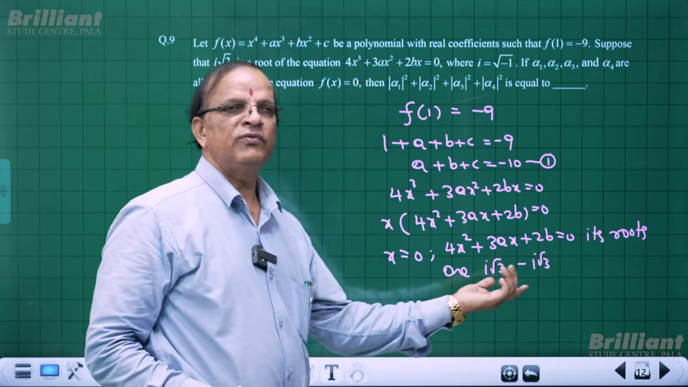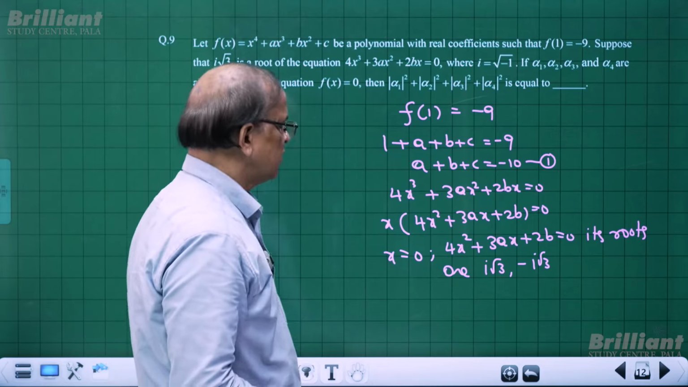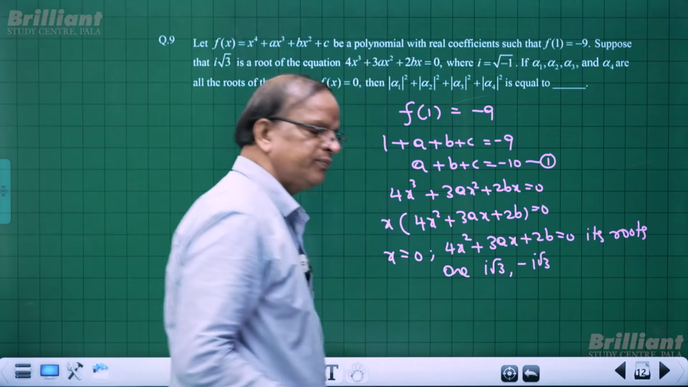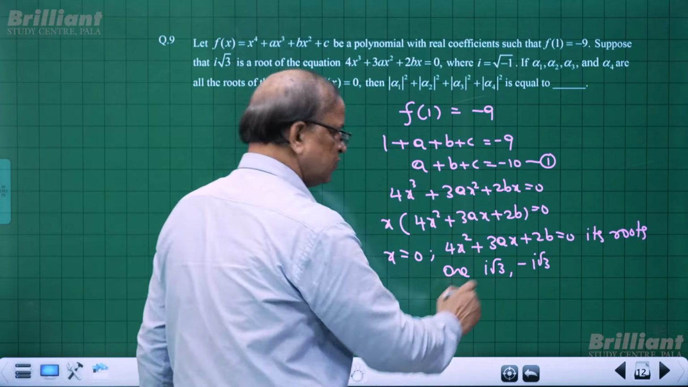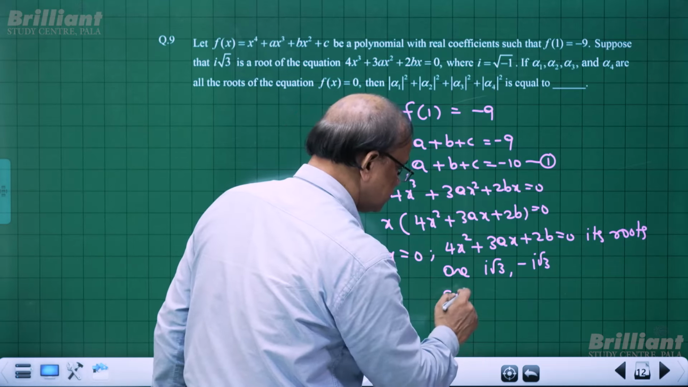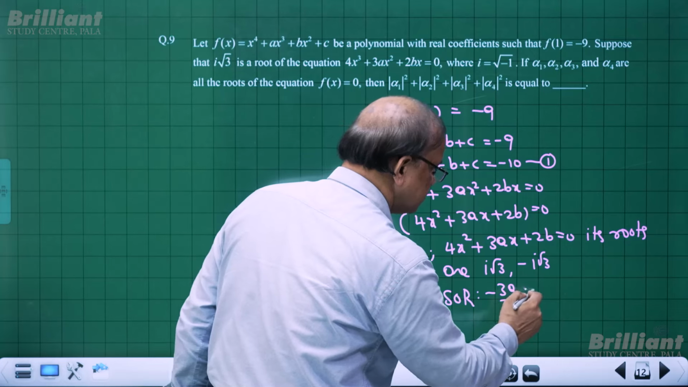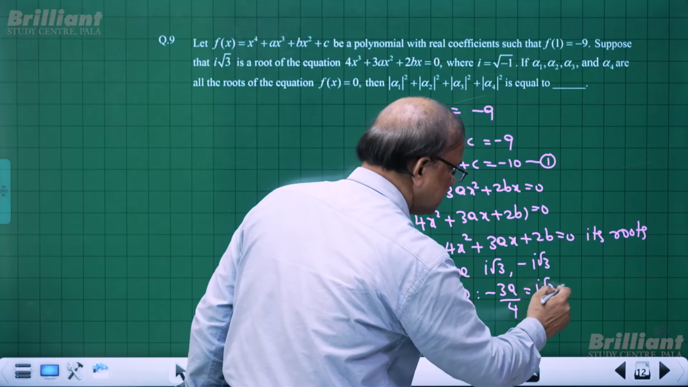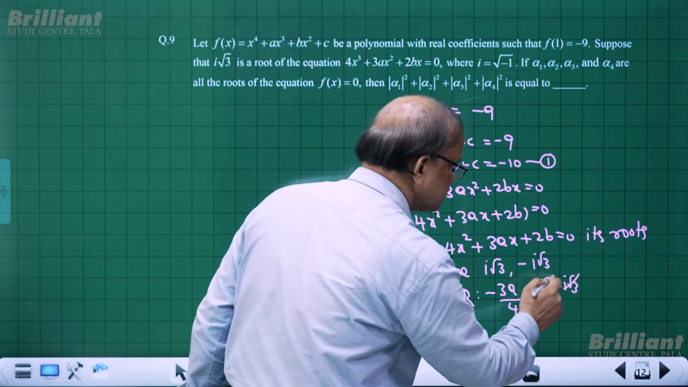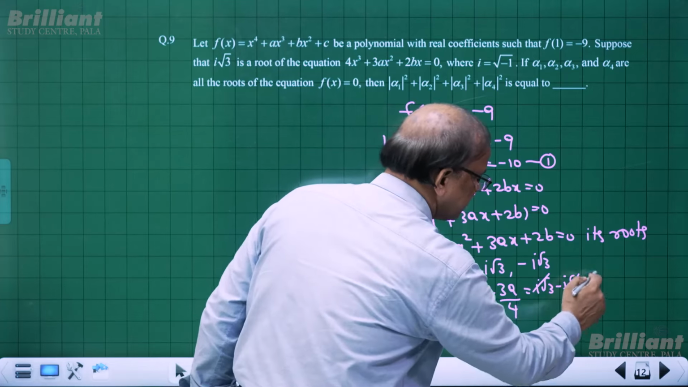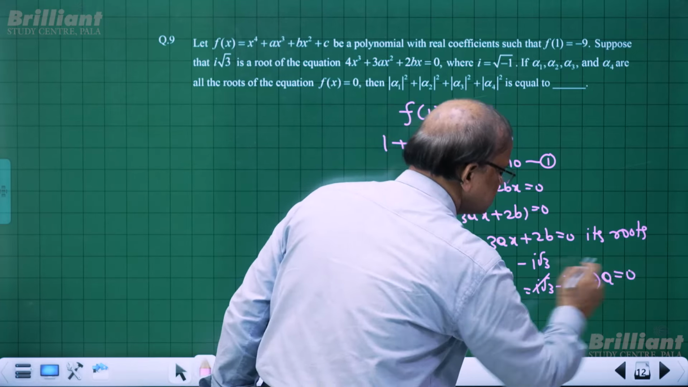Now, we can find a and b from this, right. What is that? Sum of the roots, that is minus 3a by 4, but it is equal to i root 3 minus i root 3. So, they cancel. So, a equal to 0.